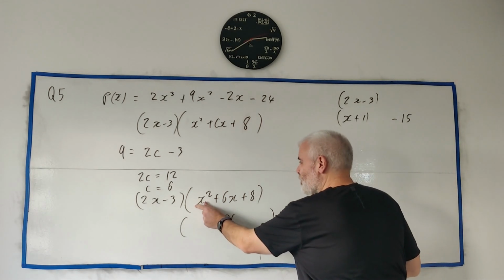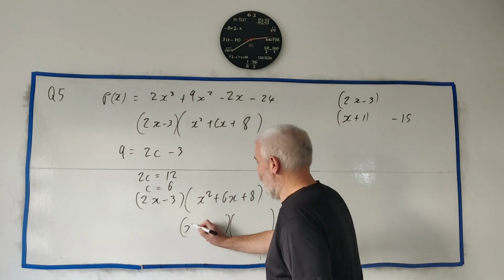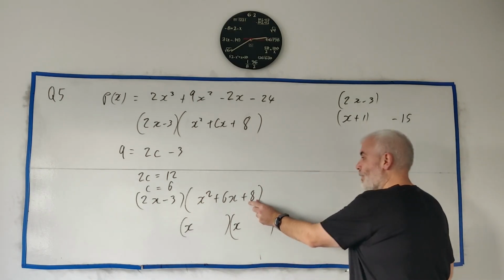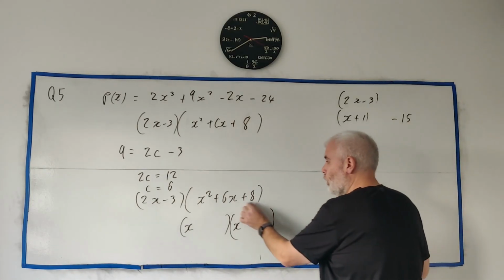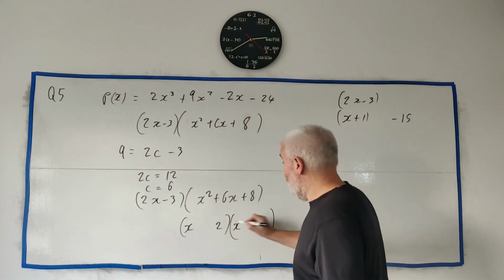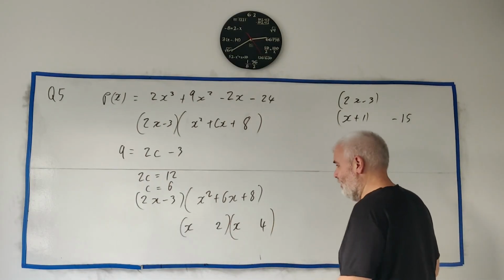How do you factorize this? What two numbers make x squared? That must be x and x. Two numbers that make 8: 8 and 1, or 2 and 4. Which of those would work well to get a 6? 2 and 4 would. And let's just double check everything then.